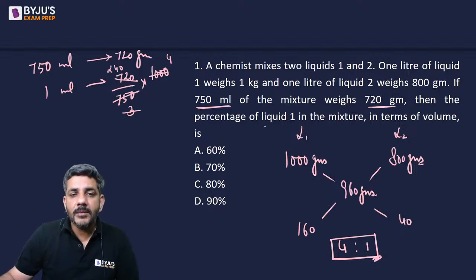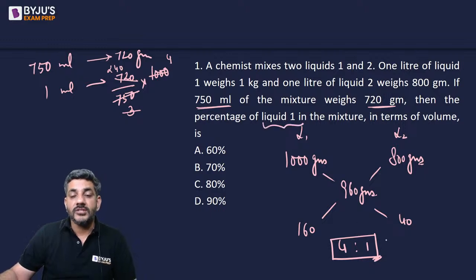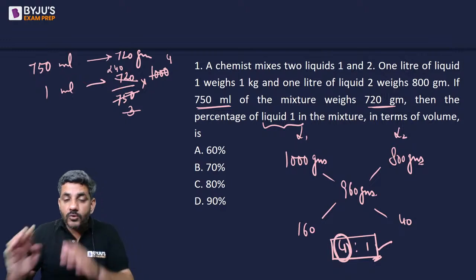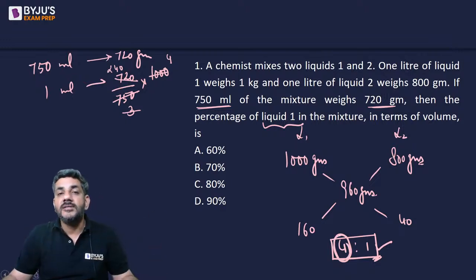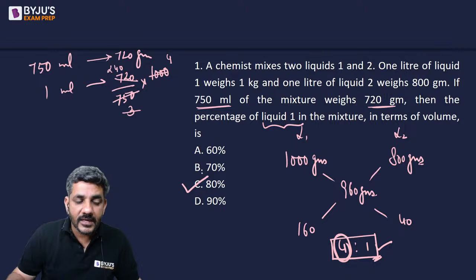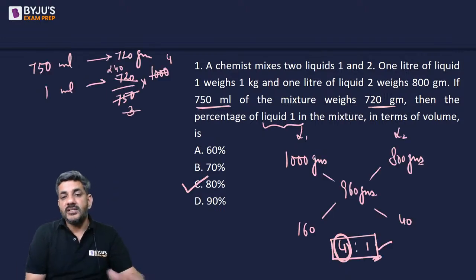So the question is asking for the percentage of liquid 1 in the mixture. In total 5 liters, liquid 1 is 4. Now total 5 out of which if it is 4, then what percentage is that? It is 80%. So C option 80% is the right answer.